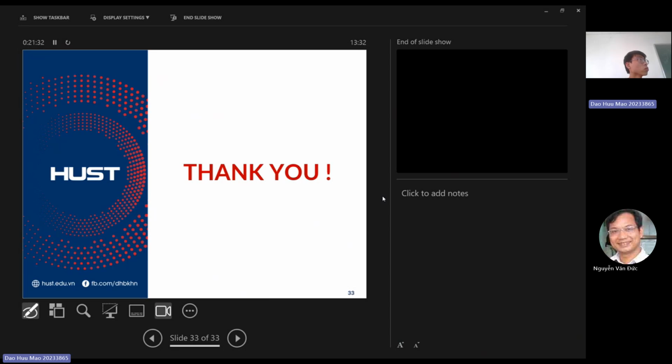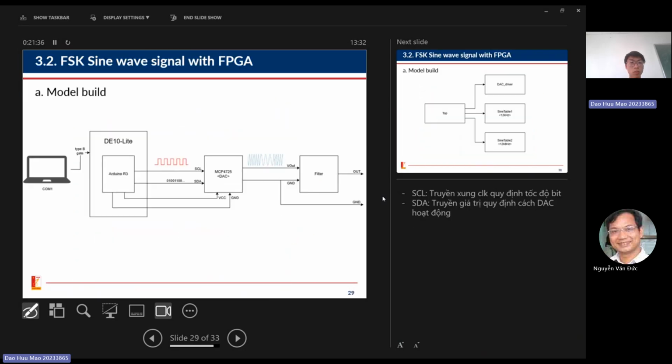Yeah, one question. Can you show the block diagram of the system architecture? That's right. So that's the block, yes. Yeah, that's the block diagram. Yeah, that's our final block diagram.